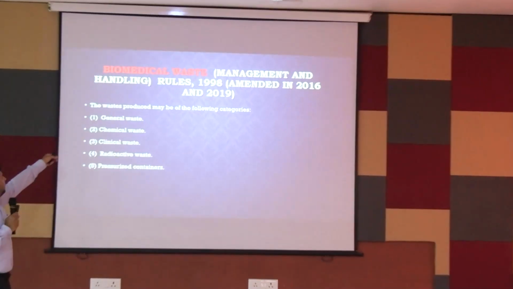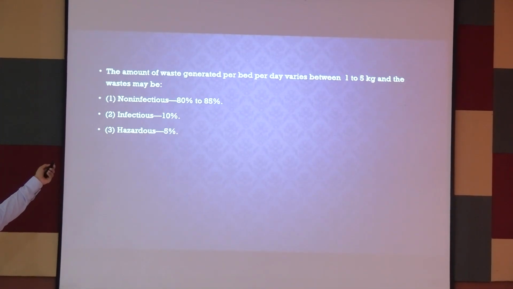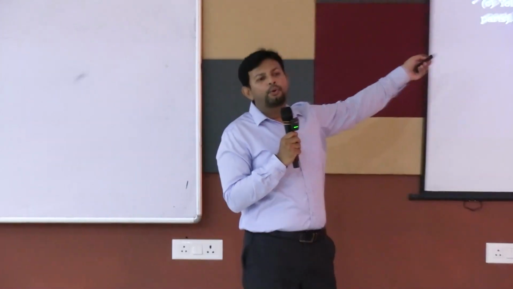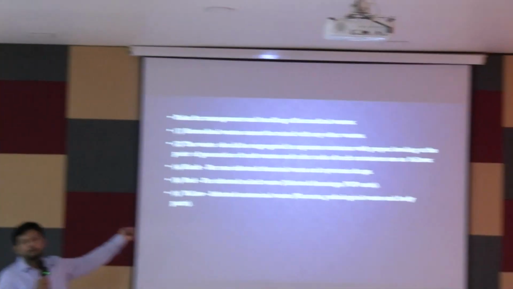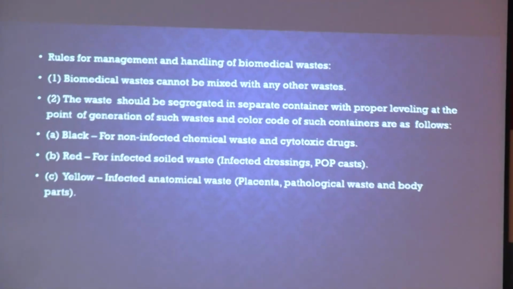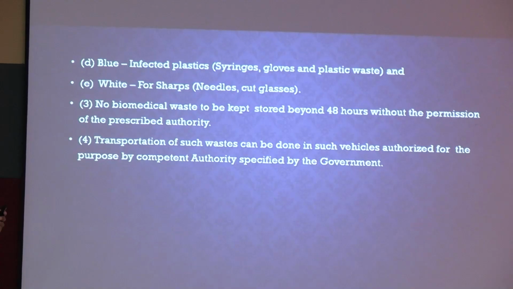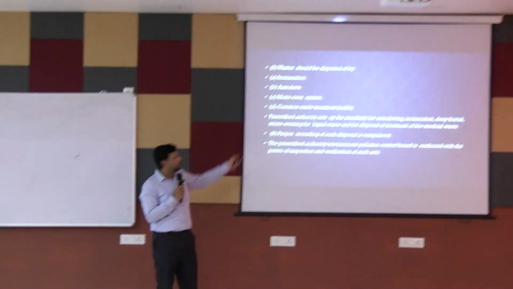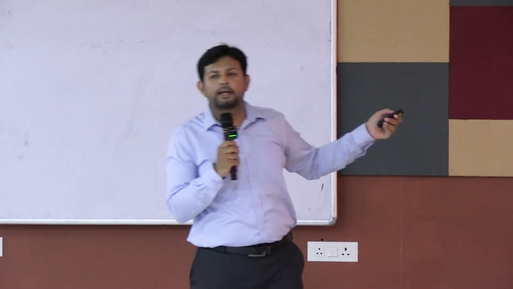In general, the types of waste, then whether infectious, non-infectious, or hazardous, and what the containers are: black, blue, red, white. You should be able to write which container we put what in. That will come under it. And how to dispose of it: autoclaving, incineration, microwave, or dumping, anything could be there. You have to write this if biomedical waste management is asked.